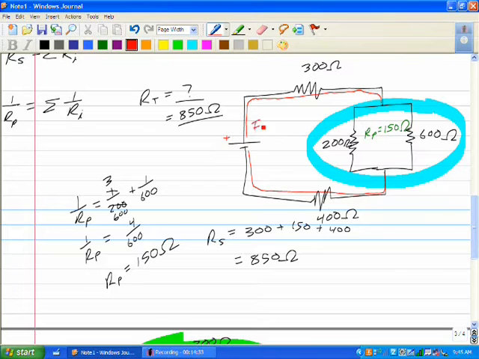What's the current through the battery here? Oh, first I just got to tell you what the voltage of the battery is, right? Sure, we'll make it a 9 volt battery. 9/850th. Yes. 9/850th, which is 0.011.